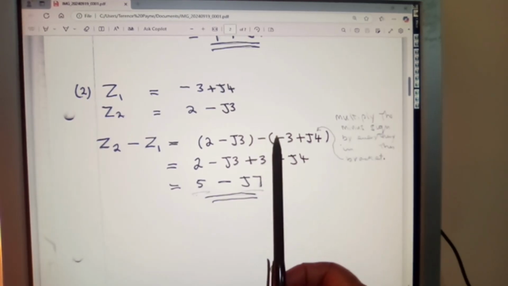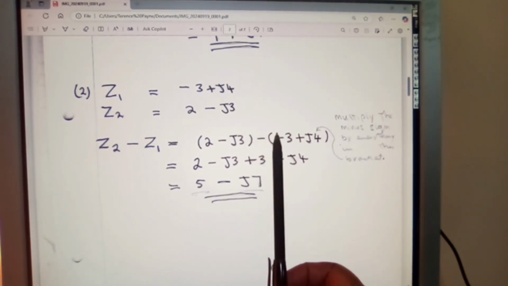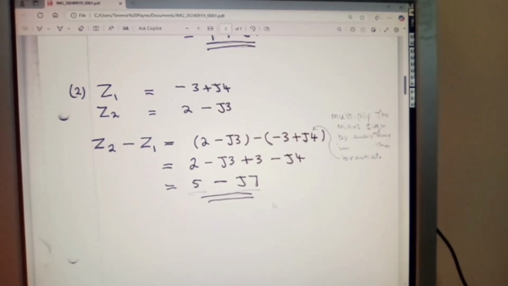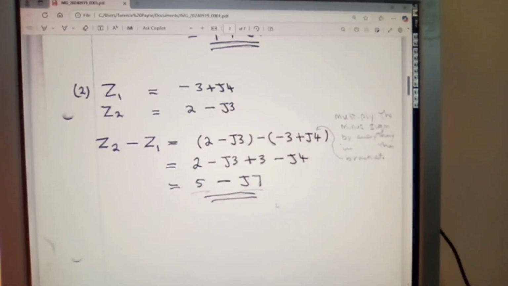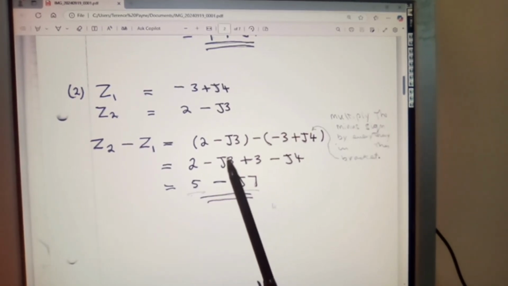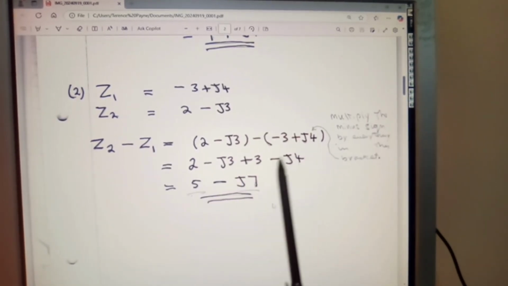Now again here we're adding this here called minus, and the minus makes a plus, so that becomes 5, okay? And here you have J3. Now I normally move it to both sides, okay?